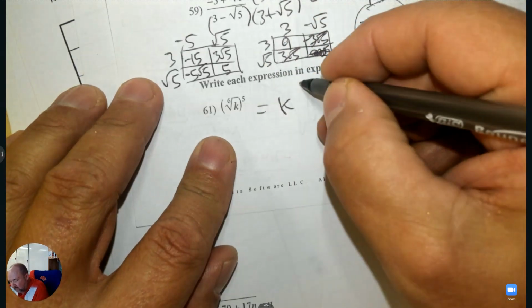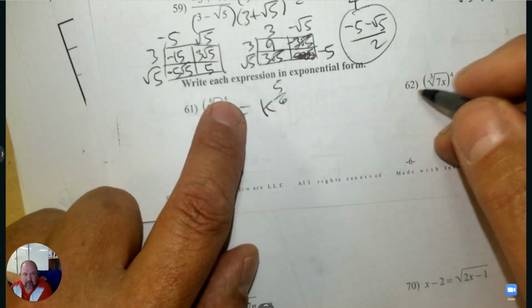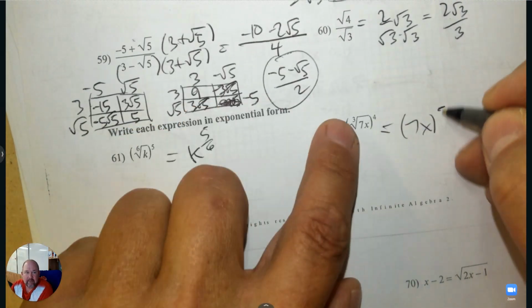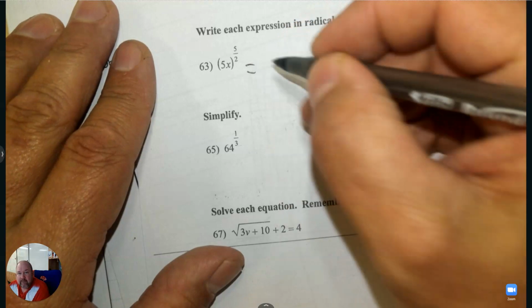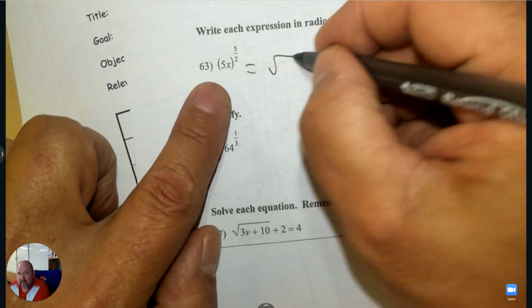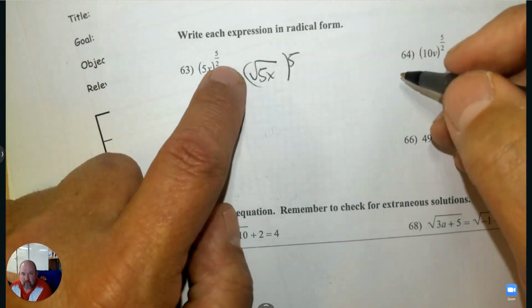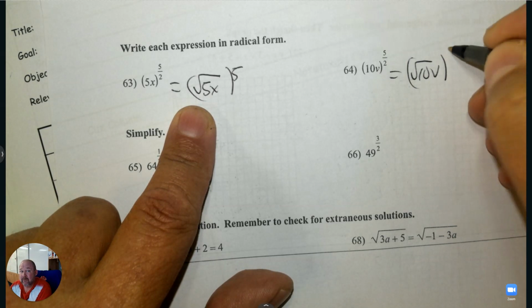Could you write this as an exponent? So that's k to the exponent 5 over 6. The denominator is the root. The numerator is the power. This is 7x, and the fraction is going to be 4 over 3. How about the other way around? This is going to be the square root of 5x to the power of 5. So the 2 in the denominator means square root. This is going to be the square root of 10v to the power of 5.